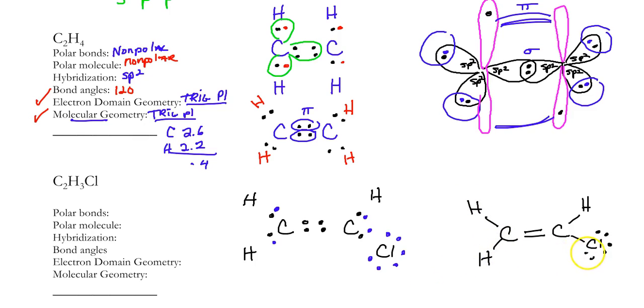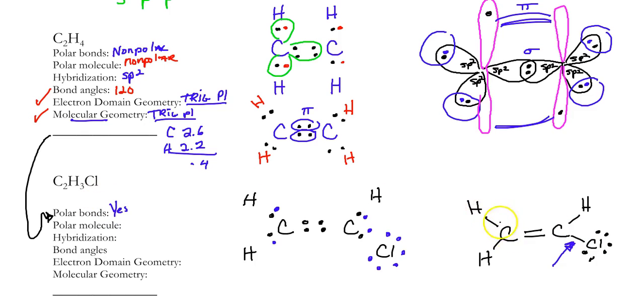Okay, no lone pairs on my H. How is this different? It's the same exact thing except these two. Do we have polar bonds? You bet your pony. Don't want to say donkey. You bet your pony. The carbon and Cl are very polar. So yes, you have polar bonds.